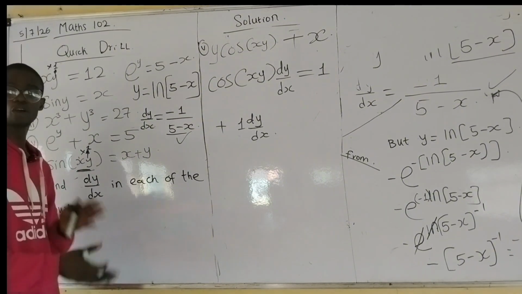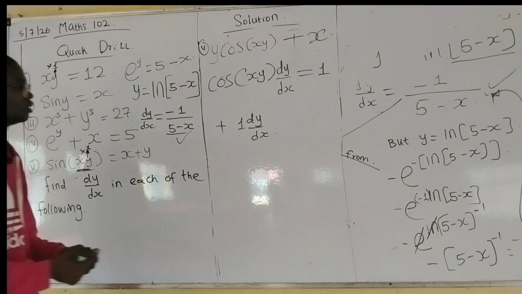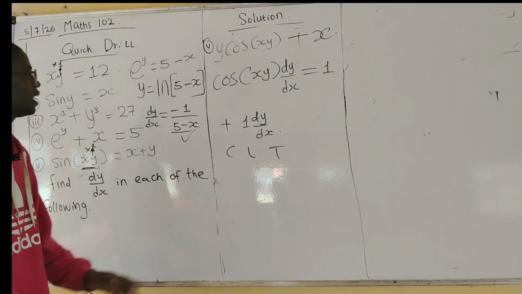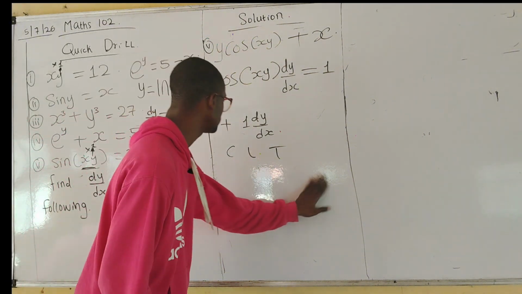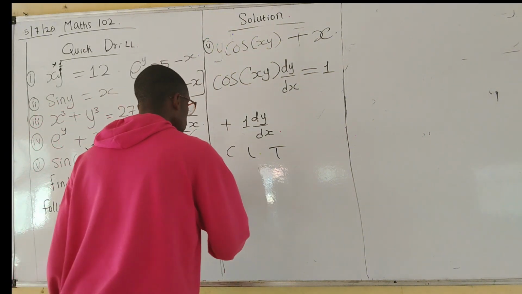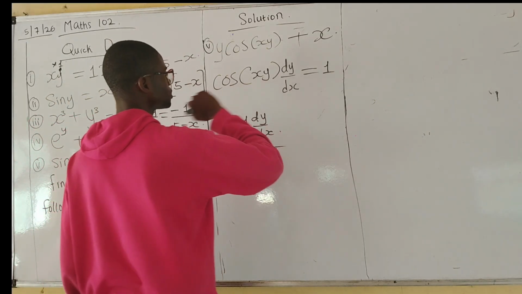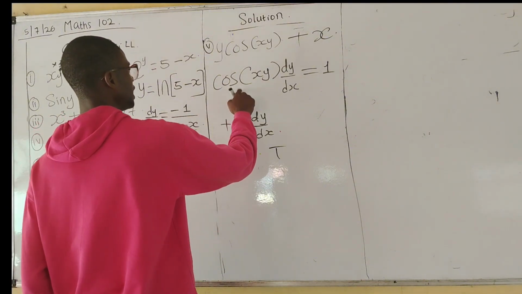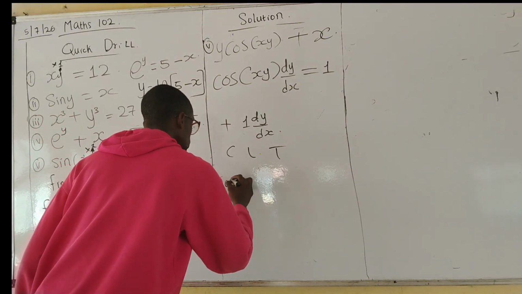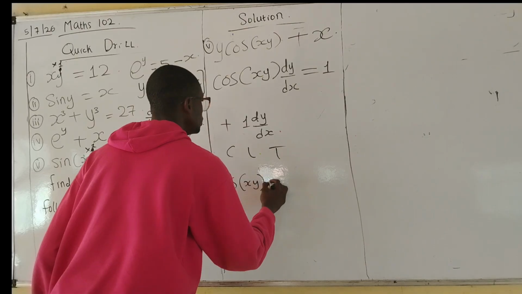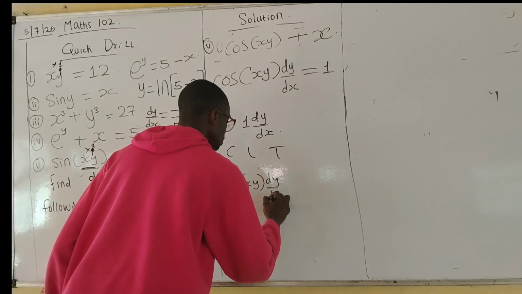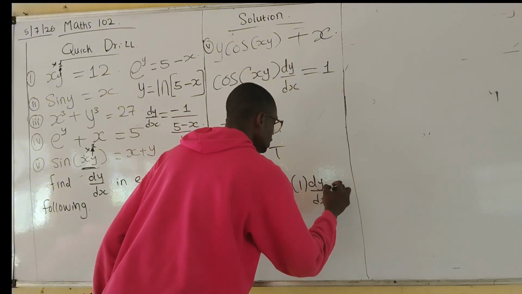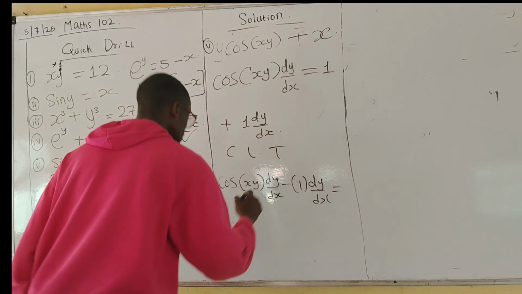And to do that, you have to bring all the dy dx values close. You understand? So I'll collect like terms. So now on collecting like terms, we have what? We take all the guys with dy dx to one side and all the guys that don't have dy dx to the other side, right? So this guy is with dy dx, so I'll have cos x y dy dx minus 1 dy dx equal to 1, which is already on the other side, so I'll write 1.